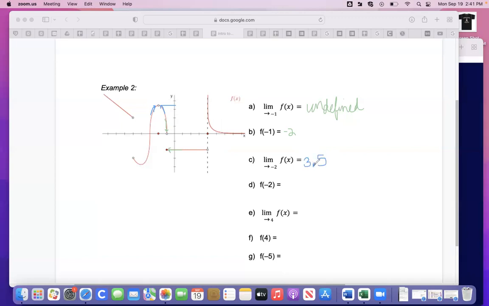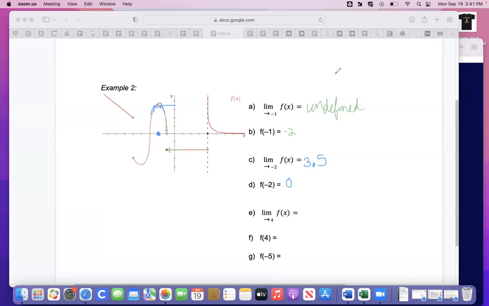And now what is the value? So where is the hole filled in at -2? And here is where it's filled in. It's filled in at -2 comma 0. So your y value at -2 is 0. Okay, so the limit as it approaches -2 is 3.5. That's where my hole is. But this filled in circle is at 0.